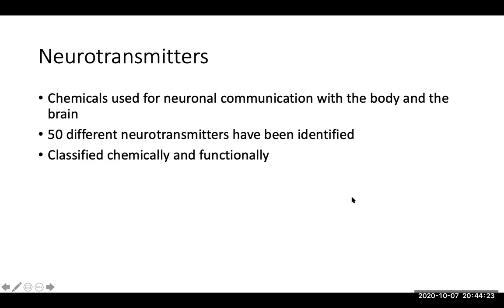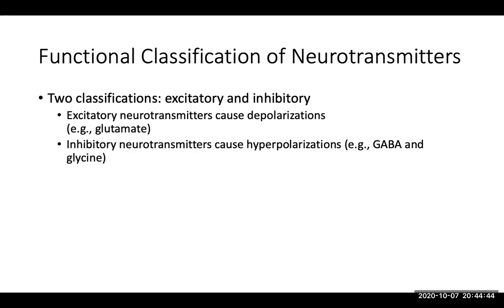A neurotransmitter is the chemical used for neuronal communication with the body and the brain. So these will be released between pre- and postsynaptic neurons. There are 50 different types of neurotransmitters that have been identified, and they are classified by how they're structurally formed chemically, and what their functionality is.